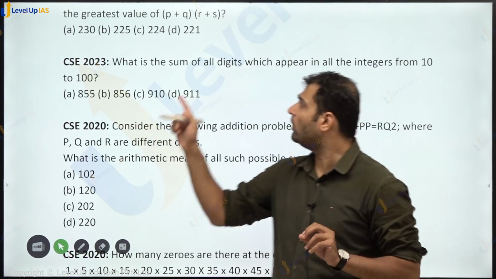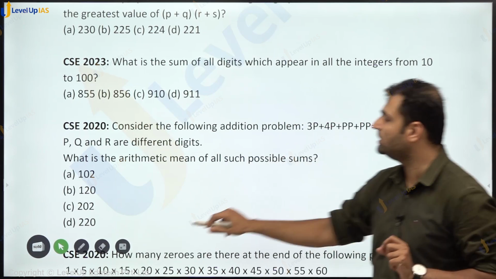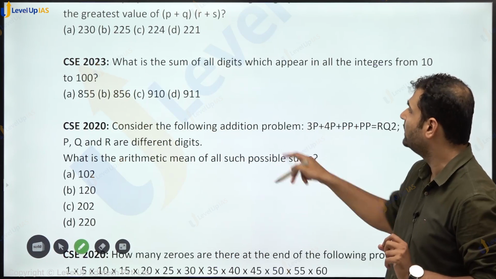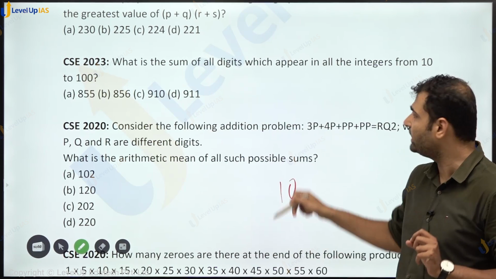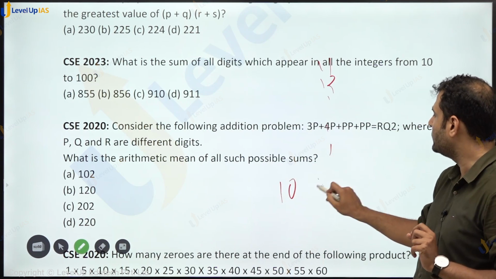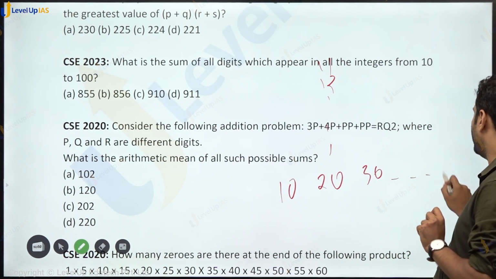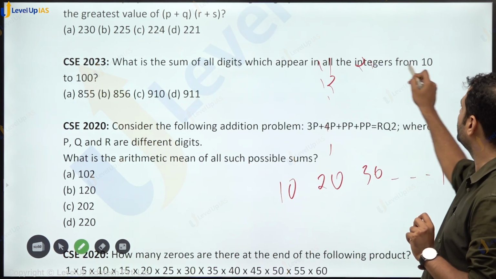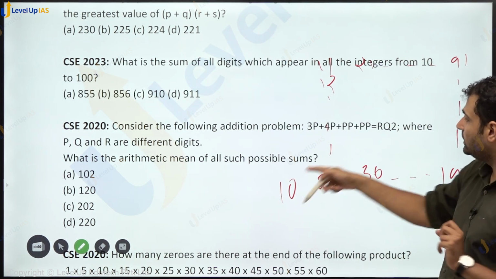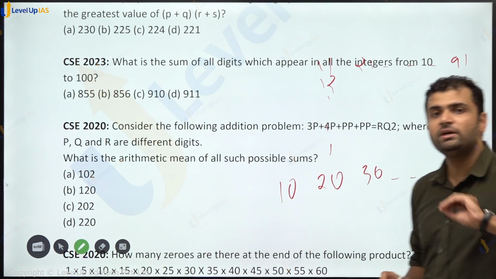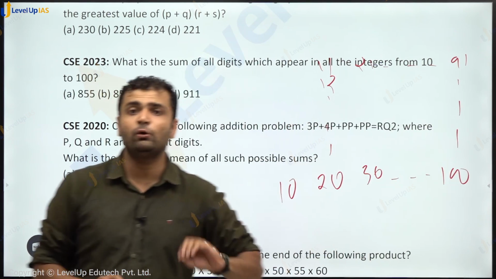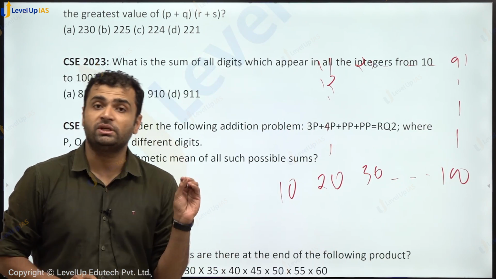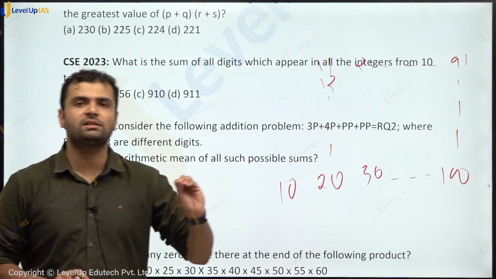This question, sum of all the digits which appear in the integers. Again CSE 2023. What are digits? Single digits, then 10, 11, 12, here 20 will be there, here 30 will be there, and we have to do till 100. Here 21 will be there, here 91 will be there. Whatever digits that are appearing in all of these, we have to sum all of them. Understand what the question is asking, we have to sum the digits.